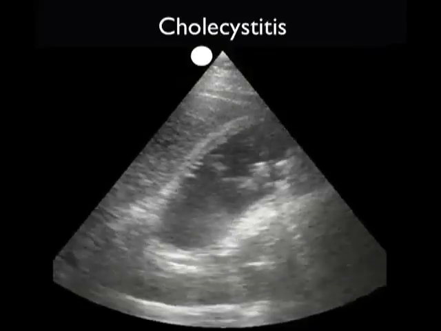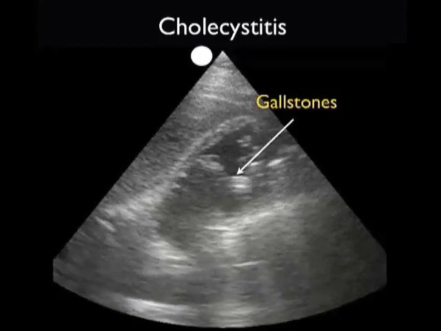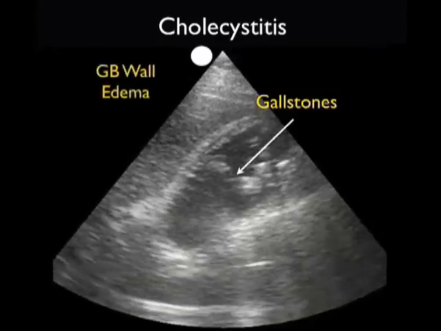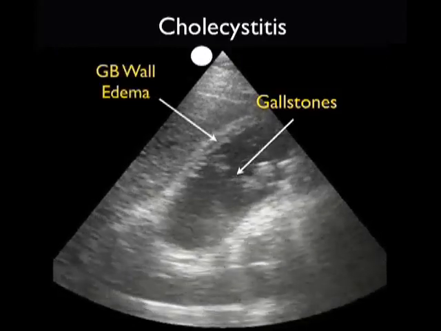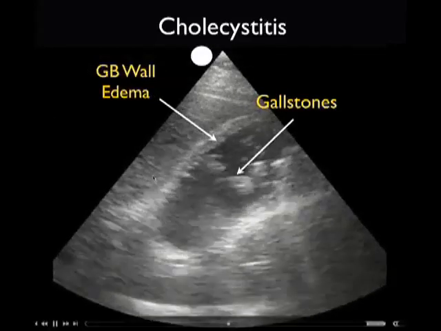This video clip shows another finding of acute cholecystitis. In addition to the multiple gallstones that we see within the gallbladder lumen, we appreciate a thickened anterior gallbladder wall, and within the wall of the gallbladder we see a stripe of black fluid consistent with gallbladder wall edema.